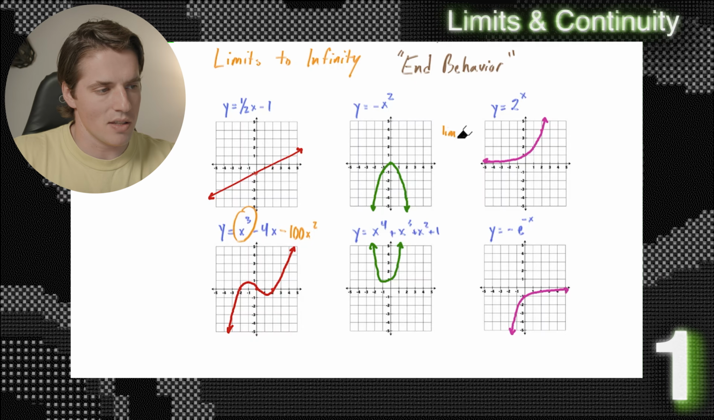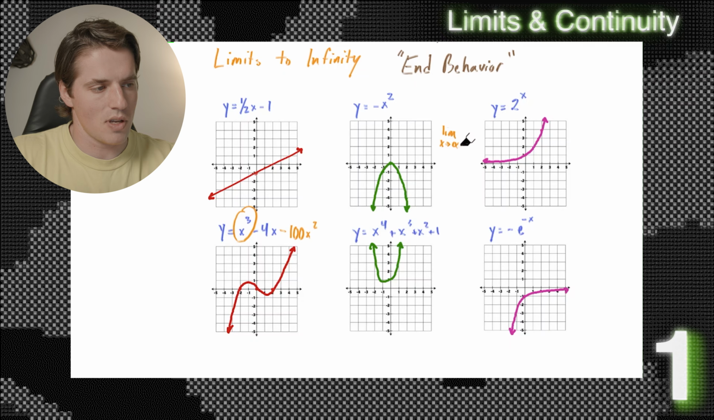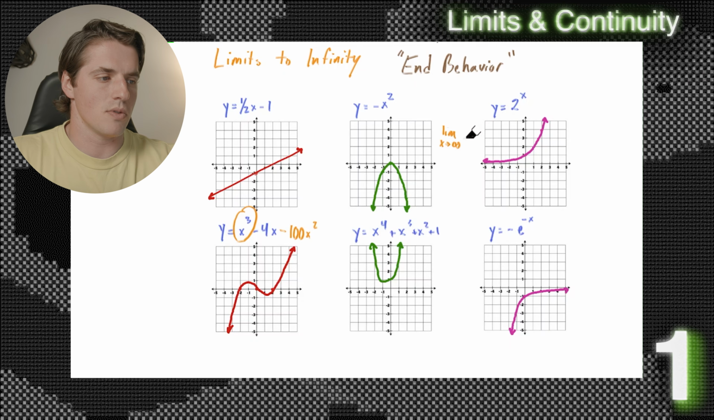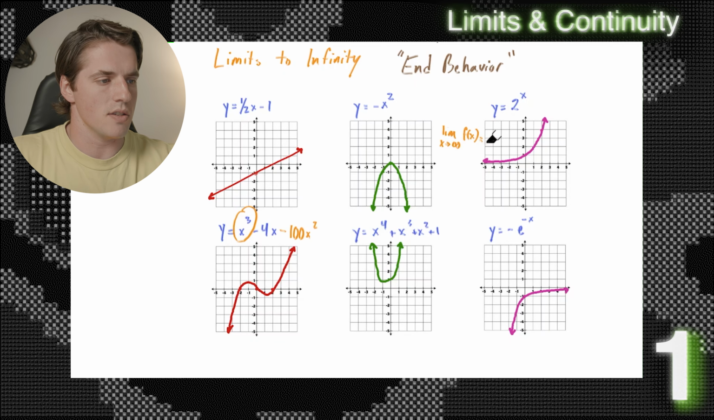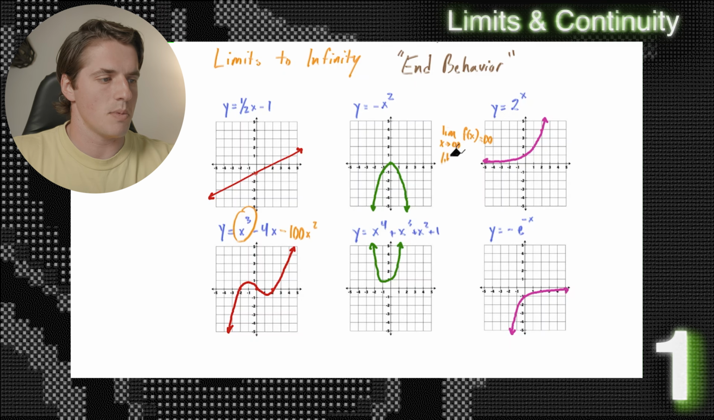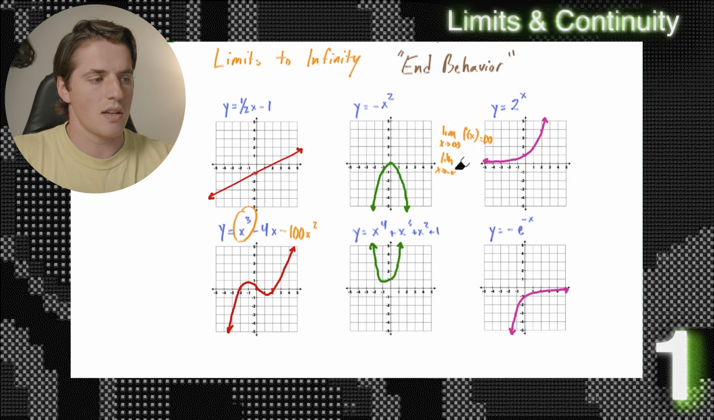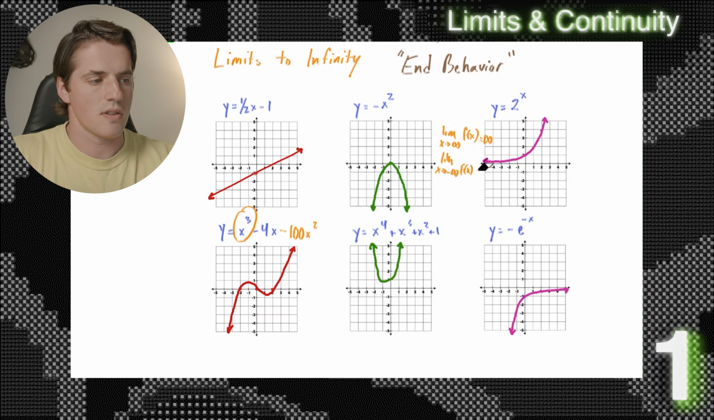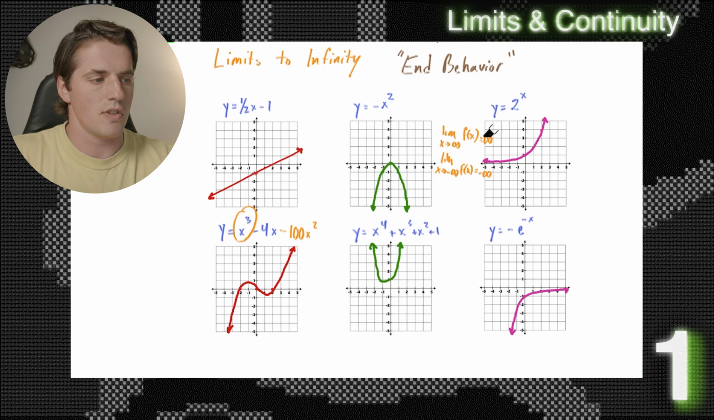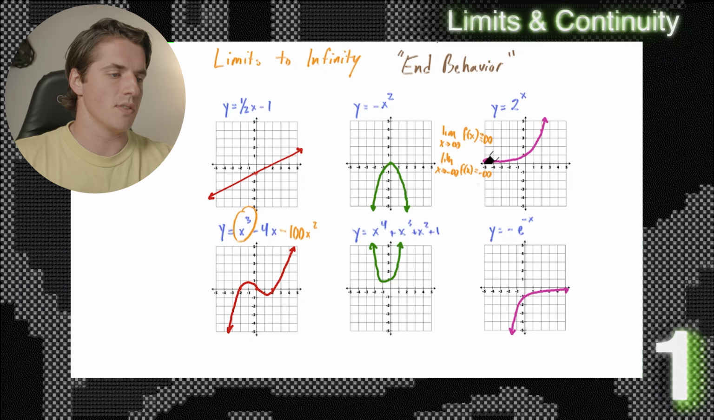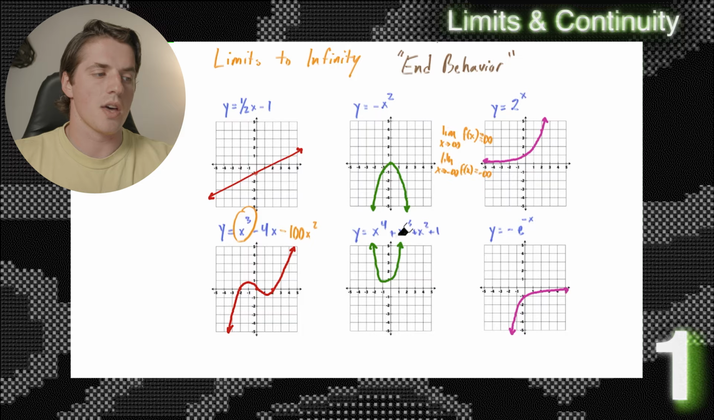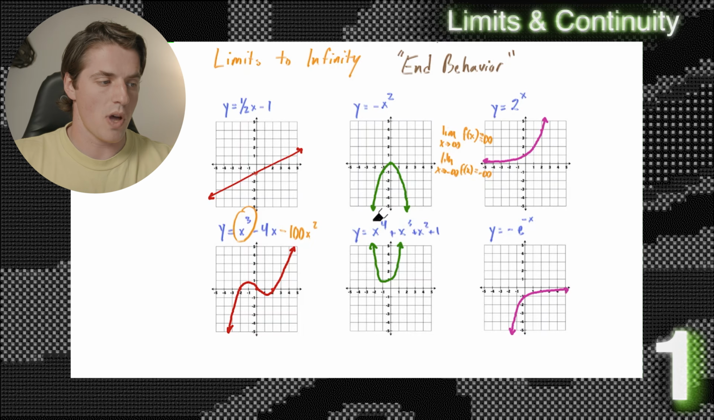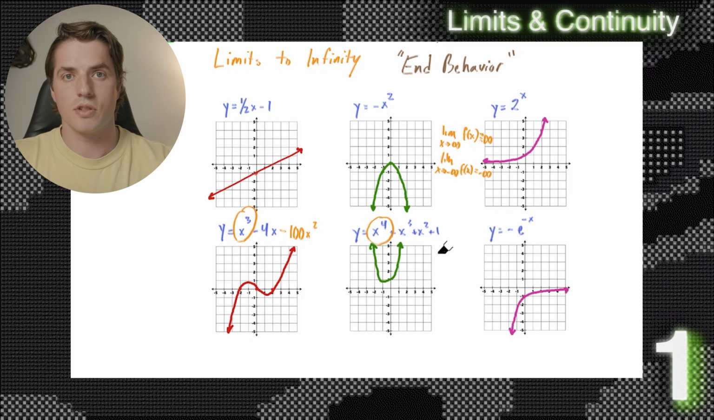And I haven't been writing these limits, but let's go ahead and do that. The limit as x goes to infinity of f of x is negative infinity. The limit as x goes to negative infinity of f of x is negative infinity. Both of these are negative infinity, rather. Okay, and looking at the next one, this is of even degree as well, because we're just looking at the largest degree.